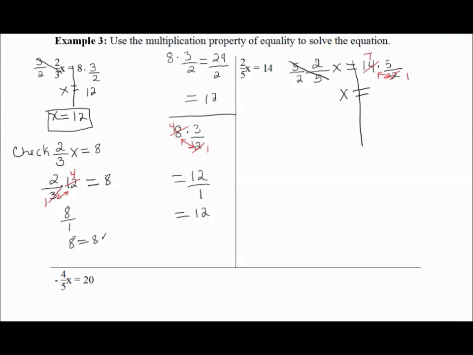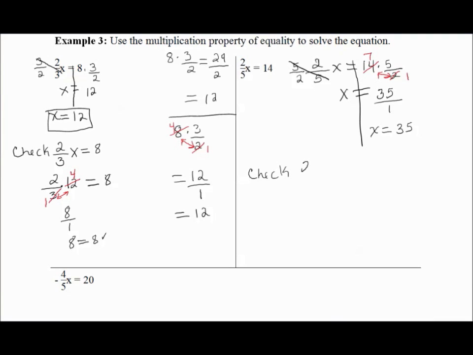Now I can multiply the whole number times the numerator. 7 times 5 is 35, and the denominator is 1. So that means that the solution is simply 35. We don't need to keep that 1 as the denominator. I do want to check my solution, so I'll come down here and I'll check.